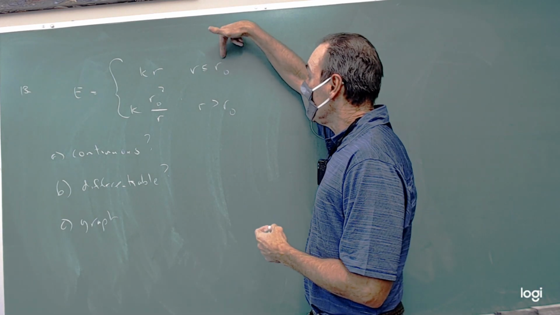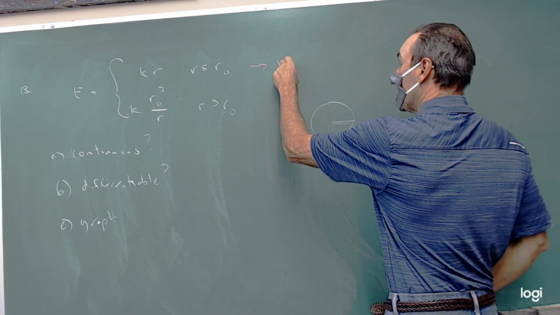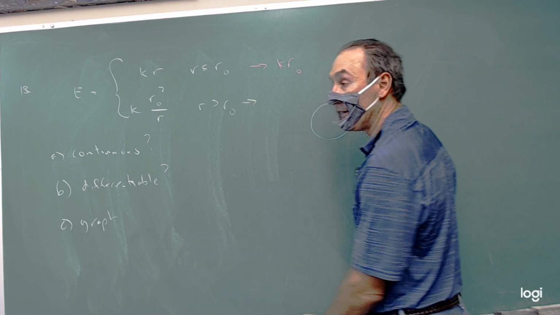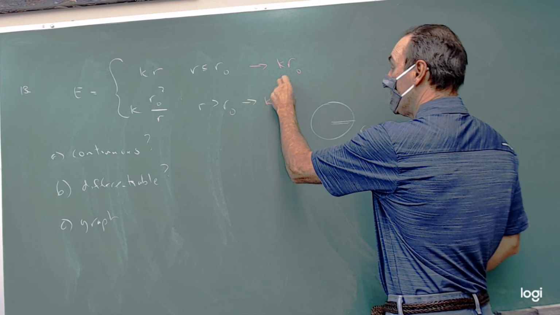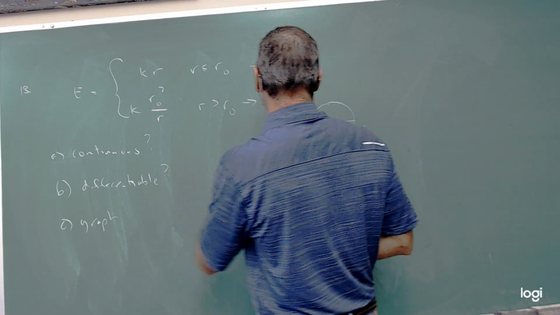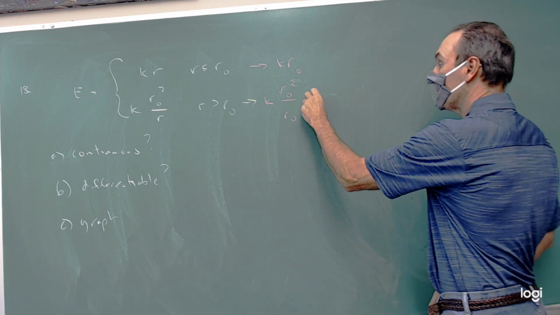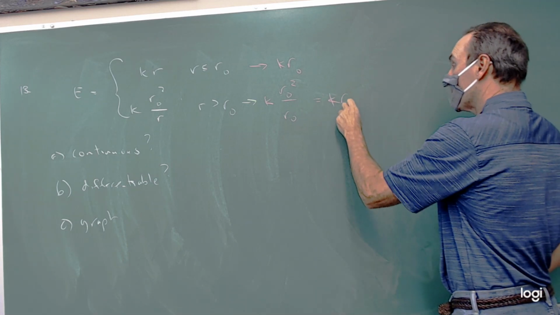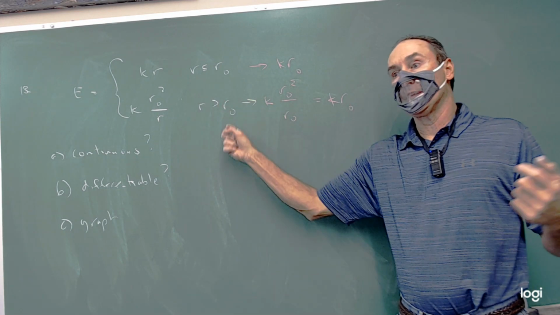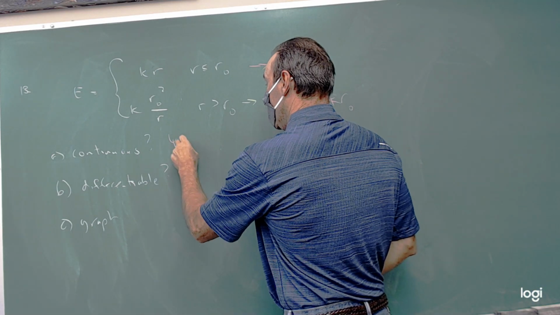So to be continuous, we're going to plug in R sub 0 here. When we plug in R sub 0, we're going to get K R sub 0. We're going to do the same thing here. We're going to plug in R sub 0, and we're going to get K R sub 0 squared over R sub 0. Is that cubed or squared? Squared. Okay, squared over R sub 0. And since one of these R sub 0s will cancel, we're going to get K R sub 0. So since these are the same, and we have the left-hand limit equal to the right-hand limit equal to the value of the function there, then we can say, yes, it is in fact continuous.